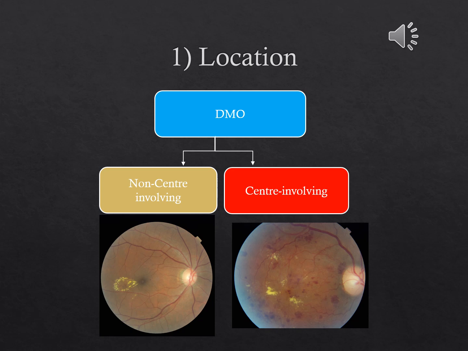First, we'll talk about location. It is important to know where the diabetic macular edema is. Is it centre involving or non-centre involving? See the images below to give you an example of what they look like on the retina.